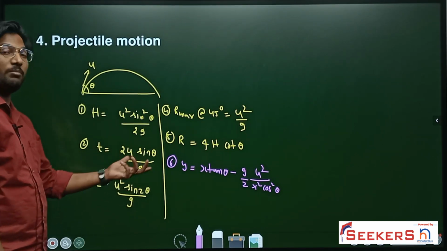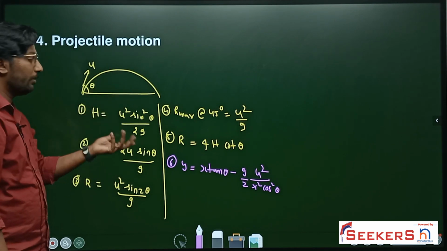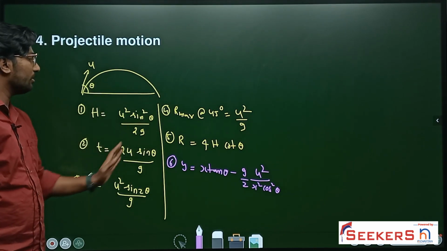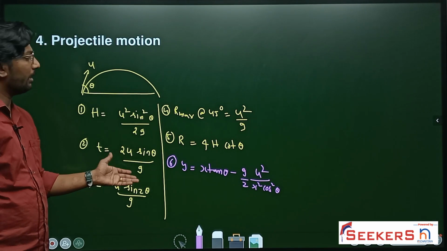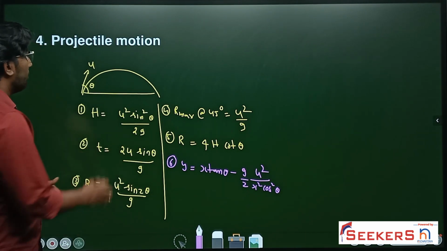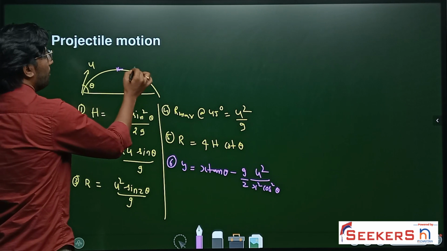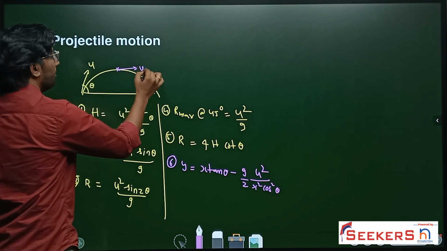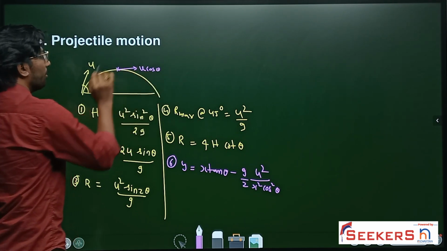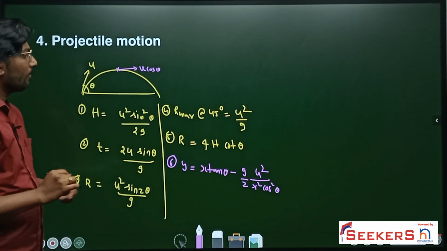If you are beginning this topic for the first time, by knowing these equations you can still get the answers for projectile motion. At the maximum height, velocity will be only in x direction, that will be u cos theta, and the vertical component of the velocity will become 0.